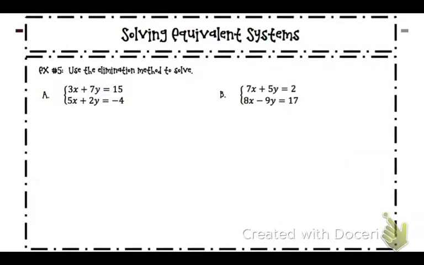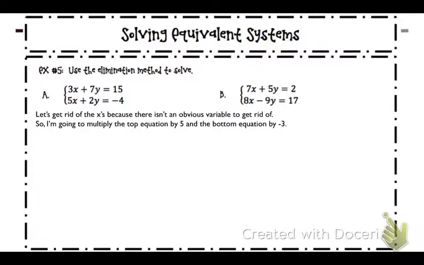Let's do these last two. So in example A, I'm just going to decide to get rid of my x's because there's not really an obvious one to get rid of. So when there's not an obvious one, you just kind of have to pick. I'm going to multiply the top equation by 5, and the bottom equation by negative 3. So that top equation, I'll end up with a 15x, and in the bottom equation, I'll end up with a negative 15x. So when I multiply that out, I get 15x plus 35y equals 75, and negative 15x minus 6y equals 12.